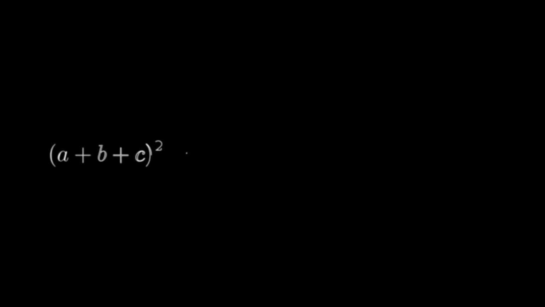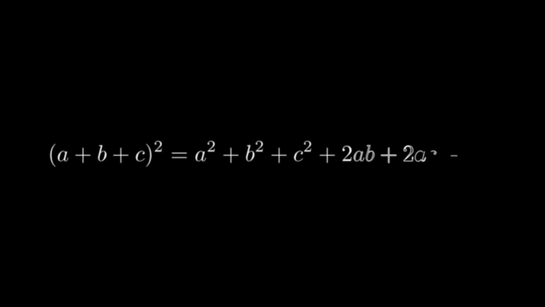To summarize what we've learned, when expanding (a + b + c)², we get the sum of the squares of each term plus twice the product of each pair of terms. This pattern can be very useful when working with more complex algebraic expressions.